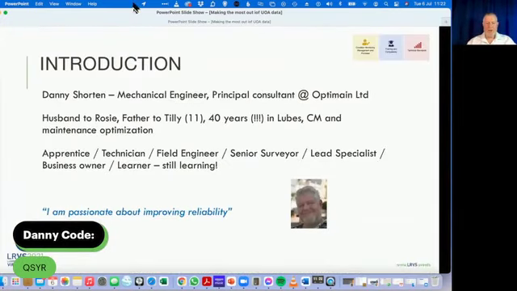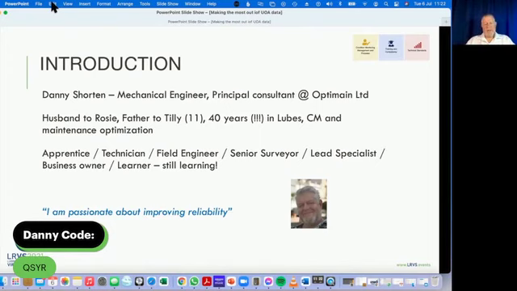My name's Danny Shorten. I'm 56 years old. Why did that happen? Mechanical engineering principal consultant for a UK company called Optimain Limited. Optimising maintenance. That's a clever little play on words there. Myself and Rosie are parents to little Tilly, who's a little girl, 11. And we live in the south of England, near Bristol, just south of a town called Bath, which is very nice. I have spent 40 years, man and boy, in lubes, would you believe it?